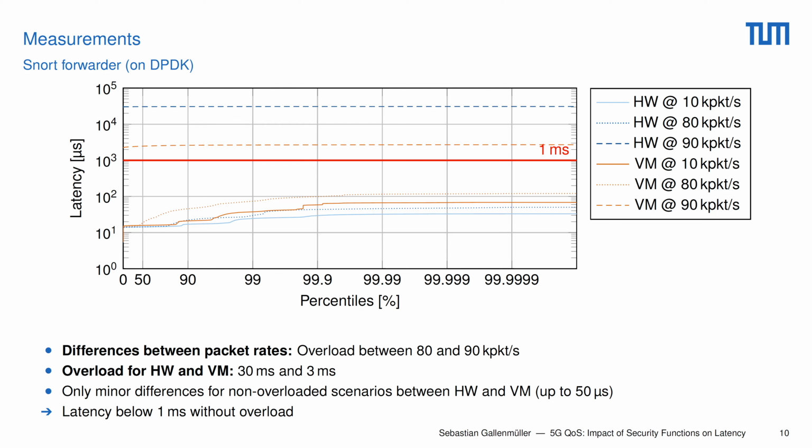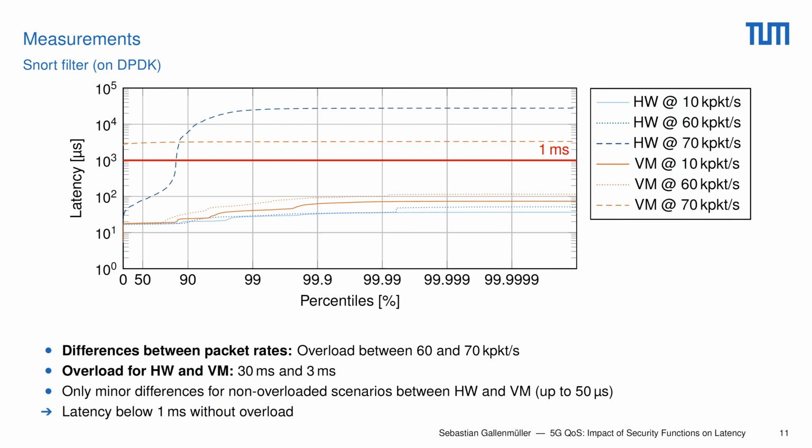If we then activate the rule set on Snort, performance actually changes a little bit. So what we can see here again is the red line. However, the switch between non-overloaded system and overloaded system state is not 80 to 90,000 packets any longer, but 60 to 70,000 packets per second. So if we activate our rule set, it's actually better to stay on 60,000 packets per second, then we will always keep our 1 millisecond goal, at least for the percentiles which we observed here.